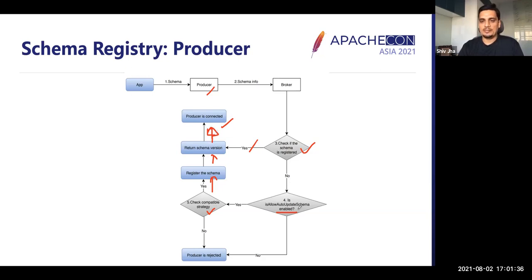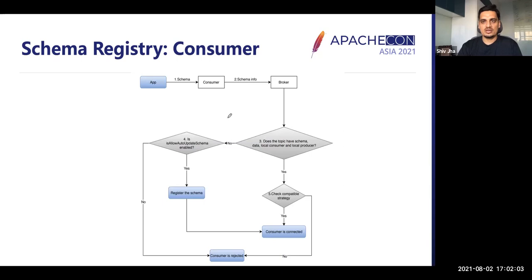Now, if auto update is enabled and your compatibility mode tells you that the new schema you're trying to submit does not conform to the rules of the compatibility mode, then your producer will reject the message. And this is actually a good place where we've caught a lot of bugs in our apps that seep through and try to produce the wrong data.